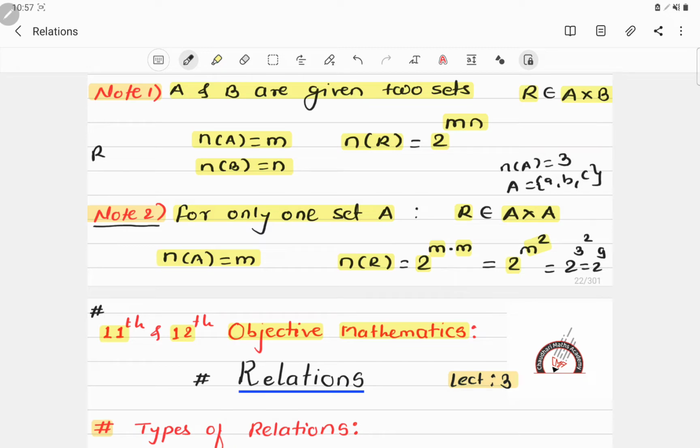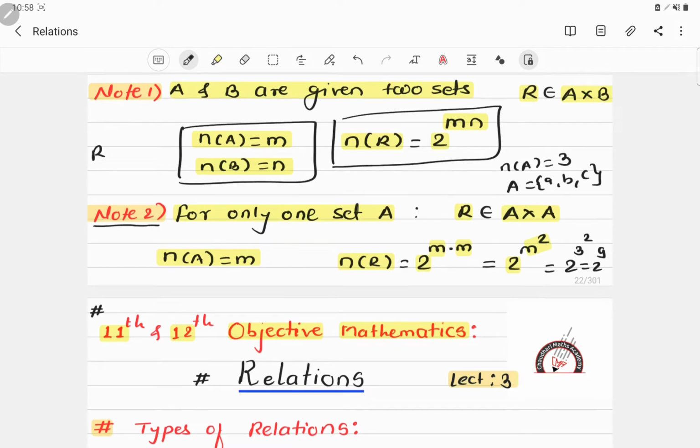So in simple language, if A includes m elements and B includes n elements, then the maximum number of relations possible is 2 raised to mn. This is the thing that you have to highlight. So the maximum number of relations possible is 2 raised to mn, right?